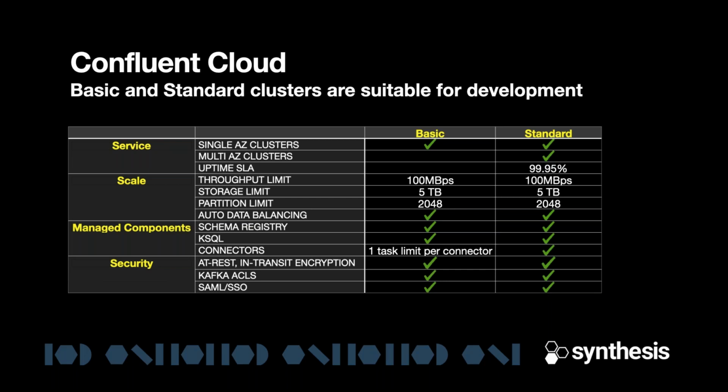It's got 4 components here. You've got services: single AZ clusters for basic, whereas the standard has multi-zone clusters. It has an upside SLA in the standard level, and from a scale point of view, you've got a small amount of throughput, but fine for development. You don't have to drive lots of data in a development environment, particularly in the early days. You've got a storage limit of 5 terabytes, which is a fair amount, and a partition limit of 2048 partitions. And it also has auto data balancing. The managed components you have are schema registry, KSQL and connectors.